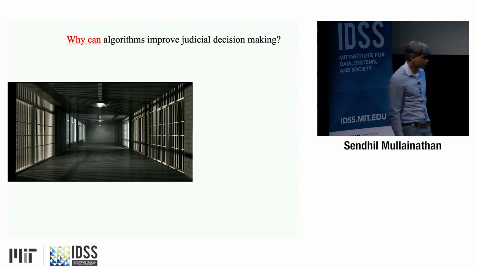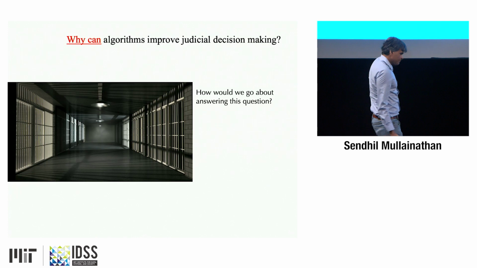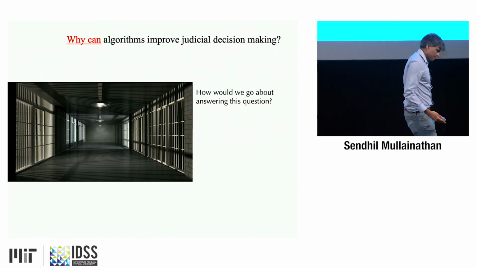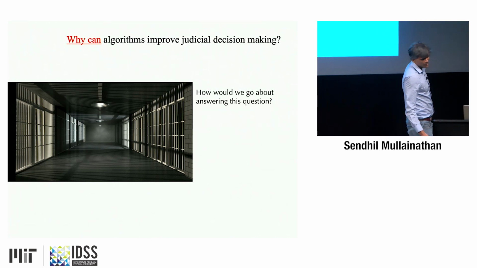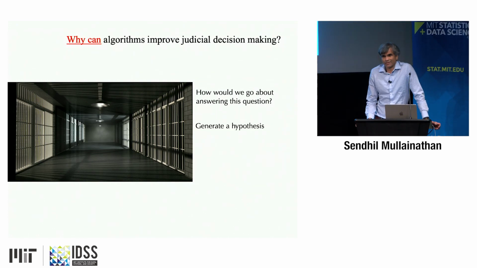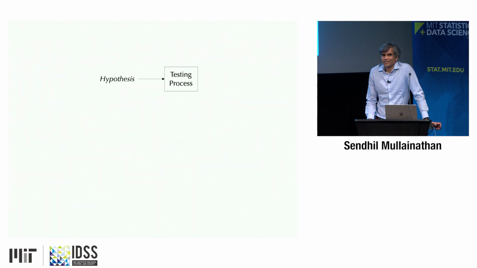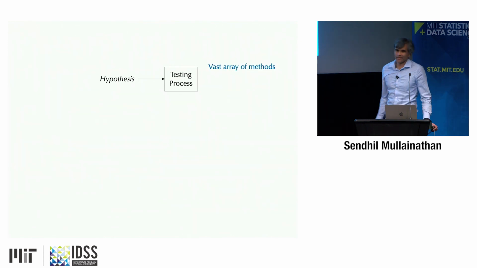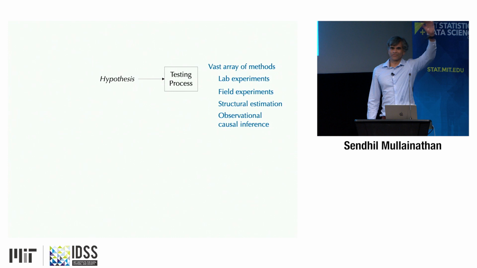How do we go about answering these questions? Well, typically, the way that scientists of all ilk would answer this question is that they would generate a hypothesis, and then they would test it. And it's just worth noting how hilariously asymmetric this whole process is. For testing, we have this huge array of methods that span the spectrum from structural modeling to randomized control trials to lab experiments. We have a lot of methods. We've come up with a lot of them.